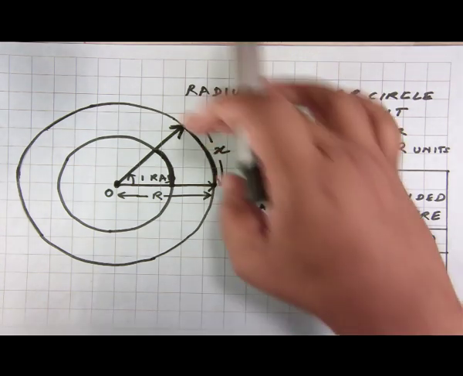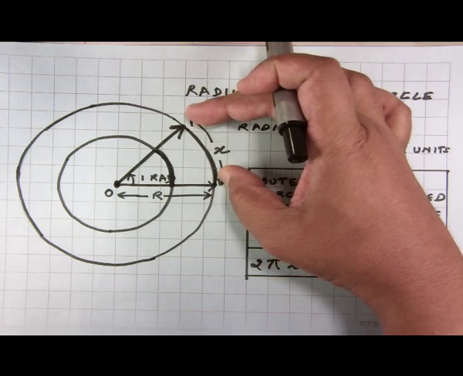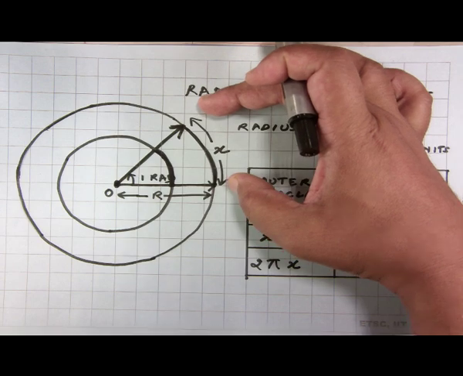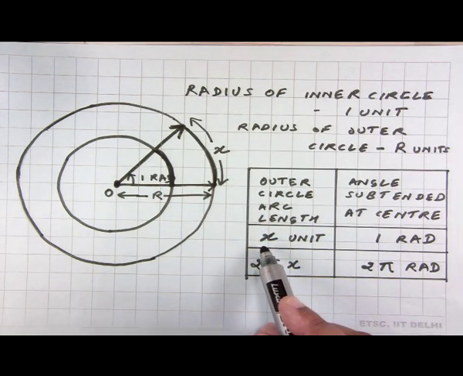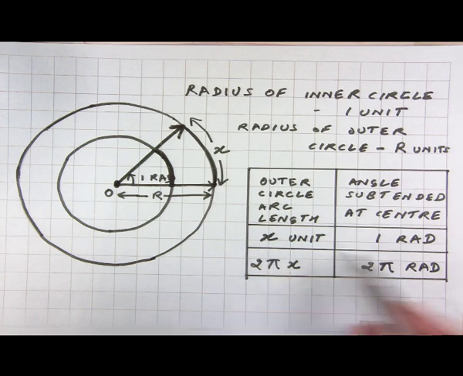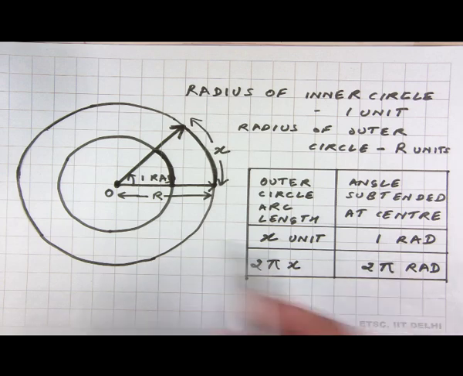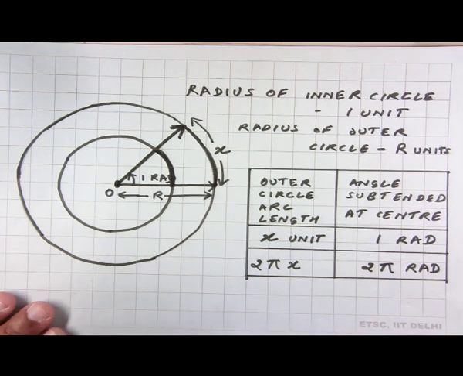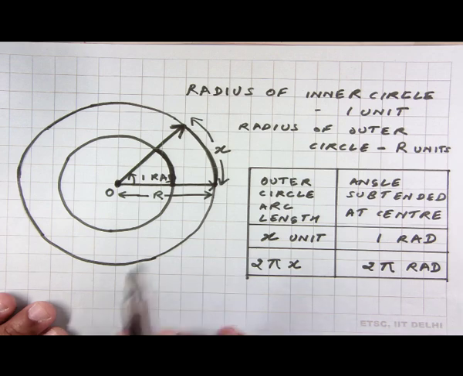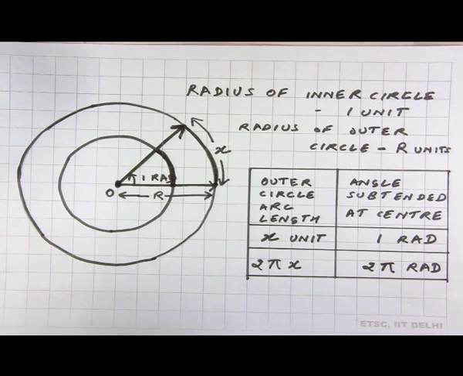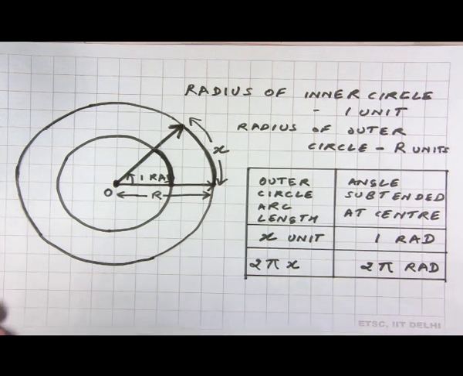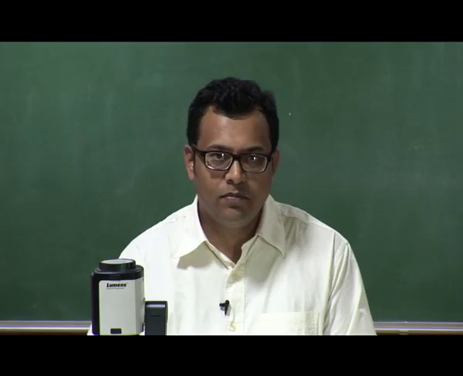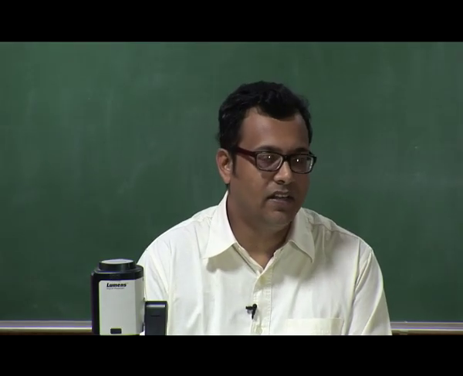So, if you see in this table, for the outer circle, let us say that we do not know this arc length. So, for the outer circle, if this arc length is equal to x units, then as we have drawn it here, the angle subtended at the center is 1 radian. And from the previous slide, we know that one complete revolution is equal to how many radians? One complete revolution is equal to 2 pi radians, right.